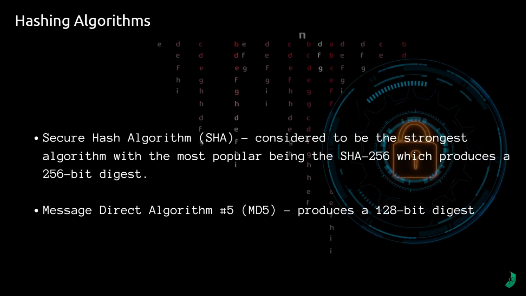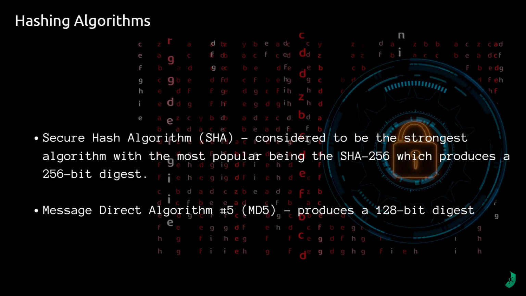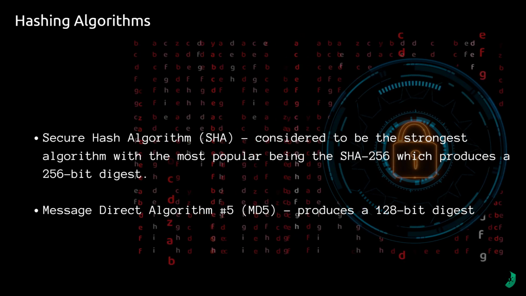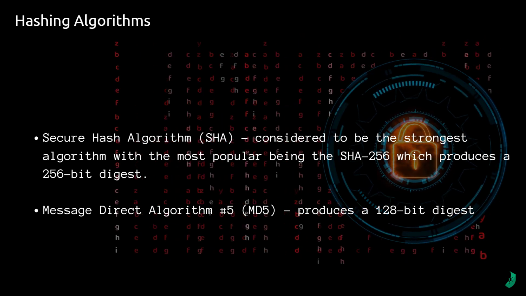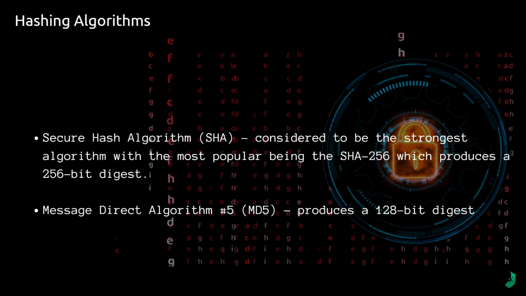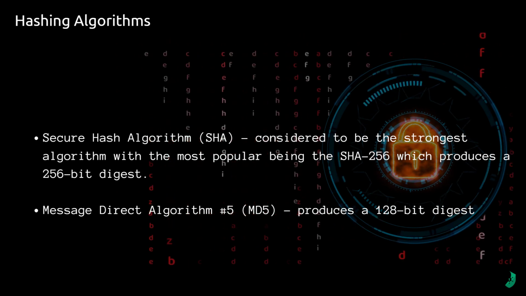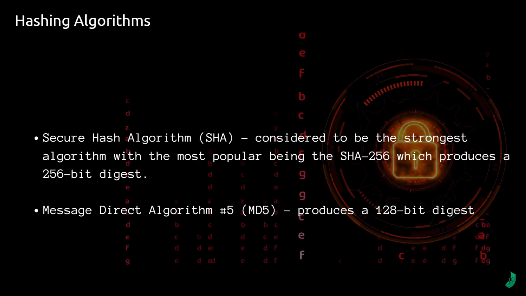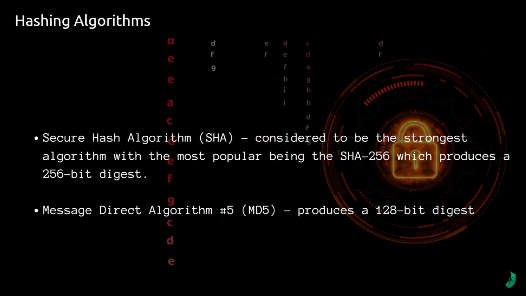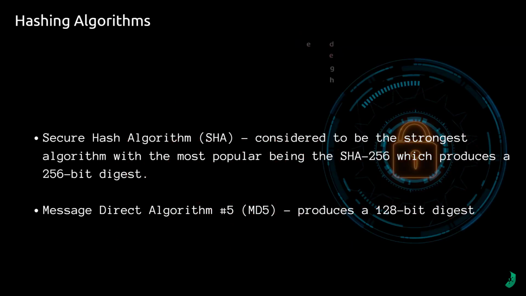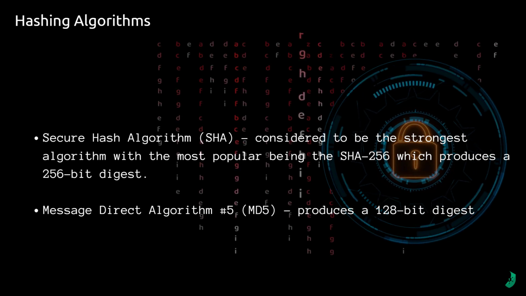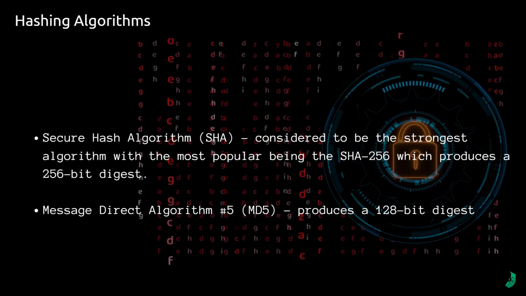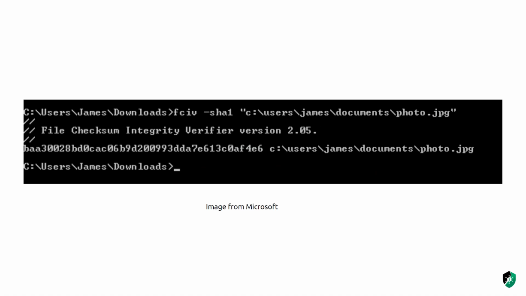Now, hashing algorithms. You've got the Secure Hash Algorithm, SHA. This is considered to be the strongest algorithm, with the most popular being SHA-256, which produces a 256-bit digest. The next kind of hashing algorithm is the Message Digest Algorithm 5, MD5. This is weaker than SHA because it produces only a 128-bit digest.